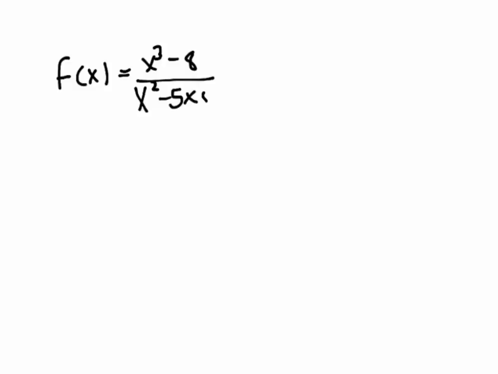Right now we're going to consider a function f of x equals x cubed minus 8 over x squared minus 5x plus 6. And we are going to graph that. Okay, let's first of all talk about whether this has any horizontal asymptotes.